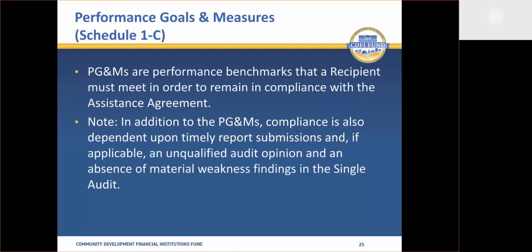There are some different schedules in your assistance agreement regarding reporting deadlines and whatnot. We're going to skip ahead to talking about the performance goals and measures, which are Schedule 1C. These are the performance benchmarks that a recipient needs to meet in order to remain compliant with your agreement. Note that these are a key portion of compliance, but another aspect is also the timely submission of your reports, and then if applicable based on your financial institution type, having unqualified audit opinions or absence of material weakness findings in your single audits.